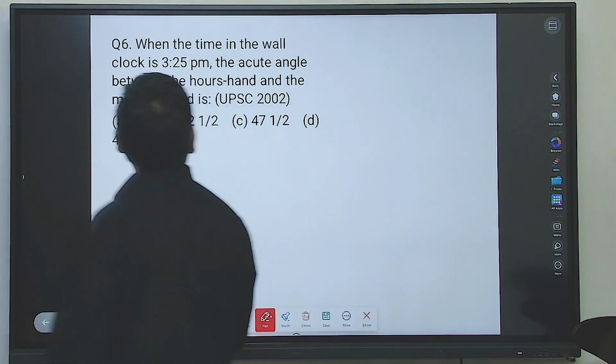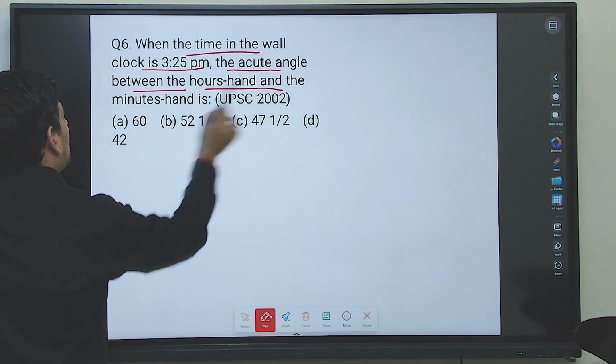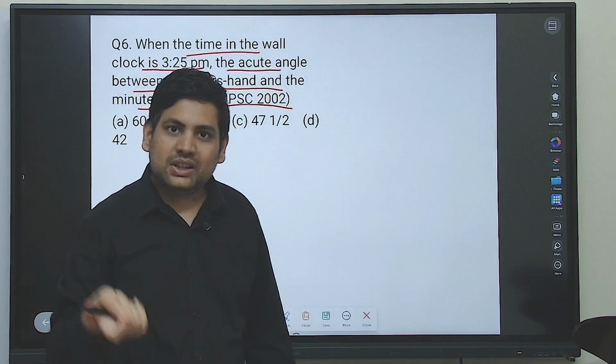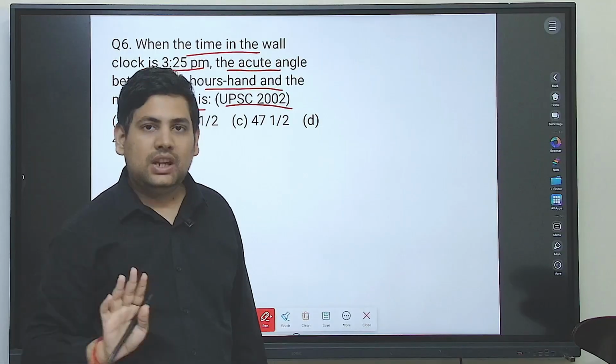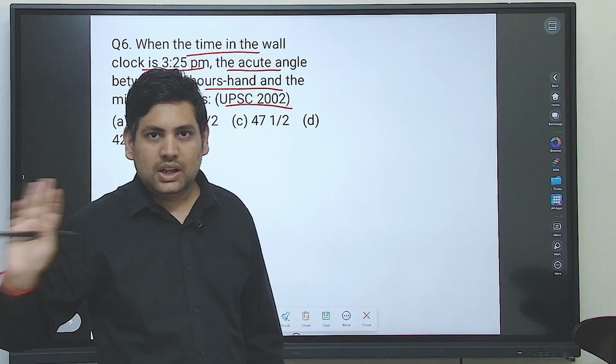It says, when the time on the wall clock is 3:25, the acute angle between the hour hand and the minute hand is. This is from UPSC 2002. So now the time is given. There, the angle was given, then you took it as plus minus and found the times. Now the time is given, and you have to find the angle. All other questions will be just like this.